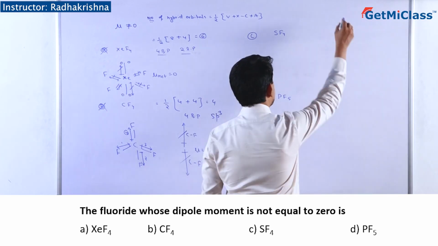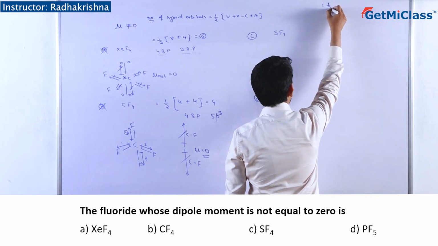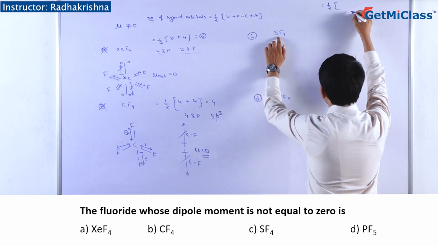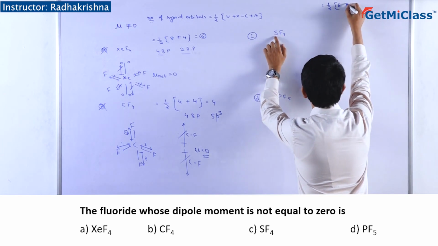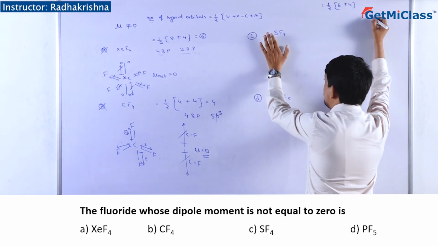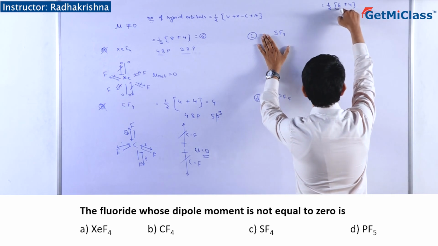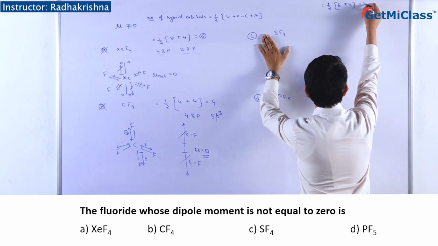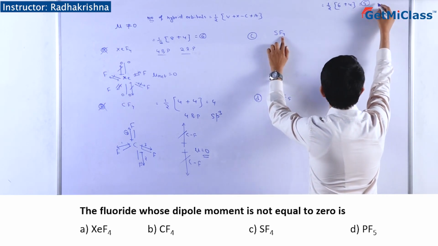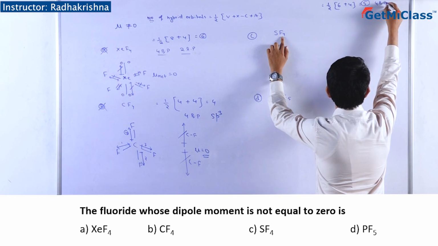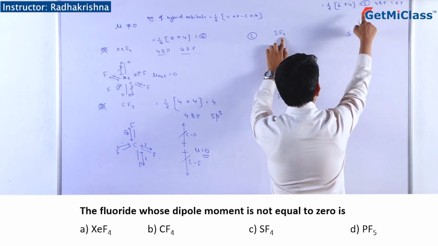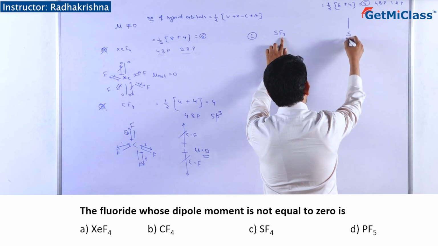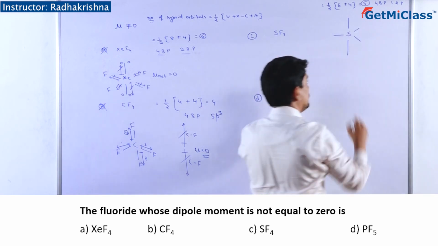Coming to C. Half into valence electrons on the central atom, 6. The number of monovalent atoms attached to the central atom, 4. Cation not there, anion not there. 6 and 4, 10. 10 by 2 is 5. So out of 5, 4 are bond pairs and 1 is a lone pair. Let me show you sulfur in the center. Total 5: 1 above, 1 below and 3 in the plane.